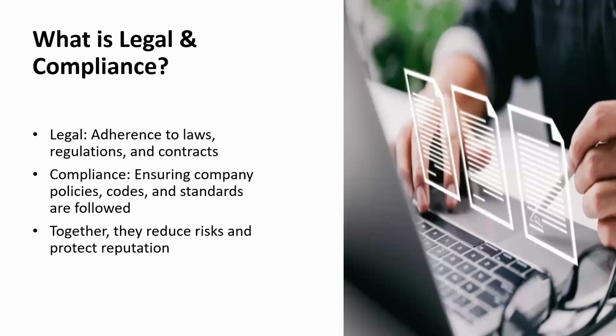The compliance team also ensures company policies, codes, and standards are followed. So the legal team knows what the laws are. Their duty is to be interpreting the laws. And the compliance team is also supposed to make sure the company or the business is following the laws. Please, do we understand?